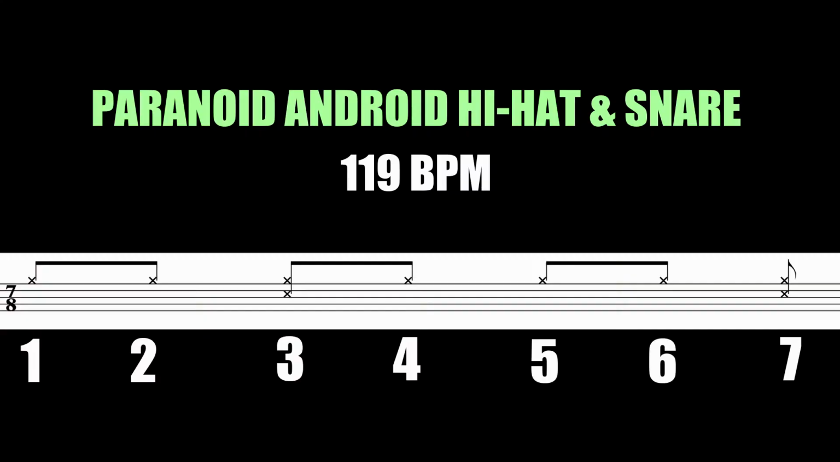Next, let's take a look at Radiohead's Paranoid Android. In the choruses, they alternate bars of 8 and 7, which form a compound meter of 15, which is really cool. We'll examine compound meters in a future lesson. Let's break down the bars of 7 in Paranoid Android.